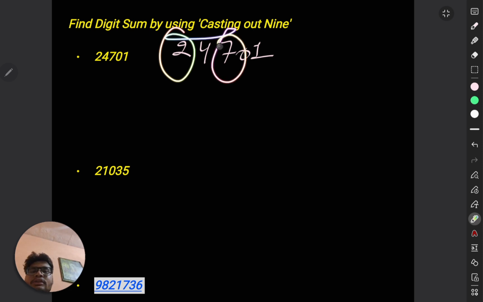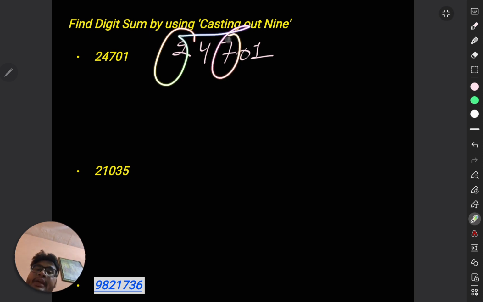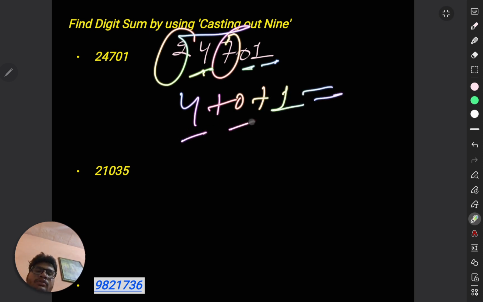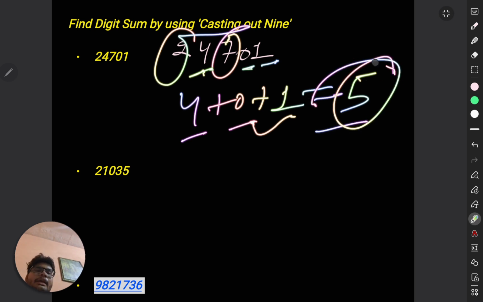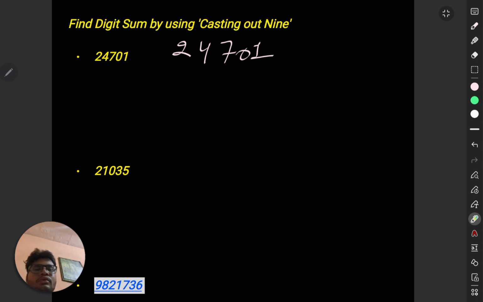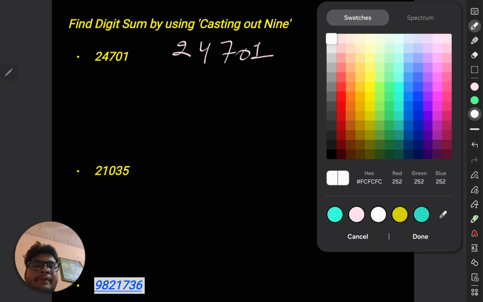Is any other pair of numbers remaining which makes 9? Here the remaining digits are 4, 0, 1. When we add 4 plus 0 plus 1, we get 4 plus 0, 4. Again 4 plus 1, 5. We will get 5. There is no other pair making 9 in these, so we will cast out only those numbers which make 9 by adding.